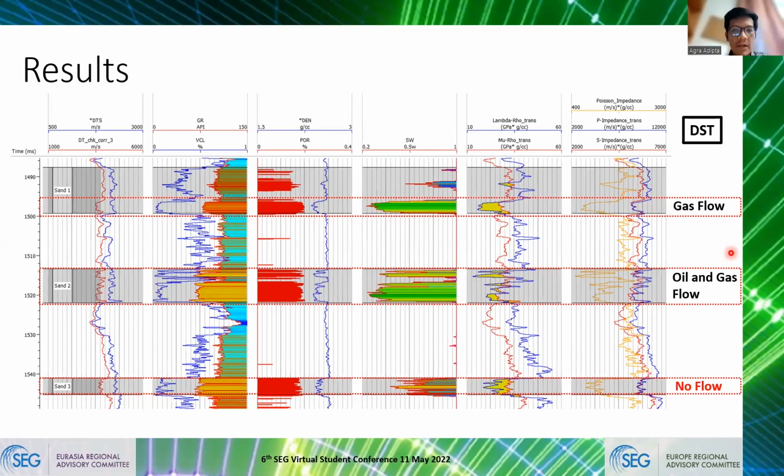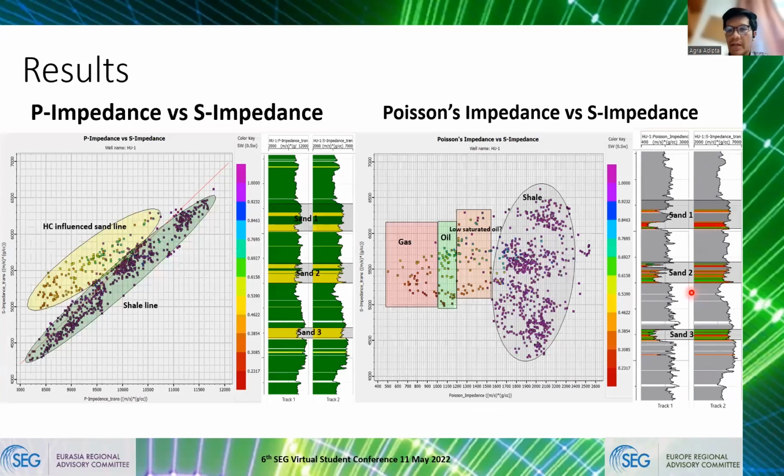So the left is the crossplot between P and S impedance. On this data, we can see there is an indication of a trend line of the shale line and also the sand line. The color plot is also the petrophysical data. So we can actually know that the sand is saturated with either gas or oil.